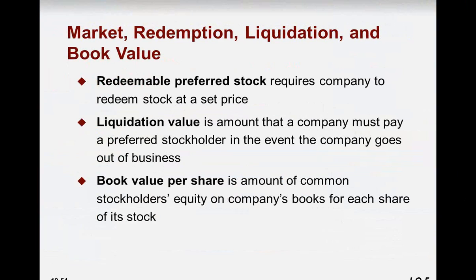Redeemable preferred stock requires the company to redeem the stock at a set price. A liquidation value is the amount that a company must pay a preferred stockholder in the event the company goes out of business. A book value per share of stock is the amount of common stockholders' equity on the company's books for each share of its stock. That would mean you would add the common stock plus the paid-in capital account related to that common stock and divide it by the number of outstanding shares.